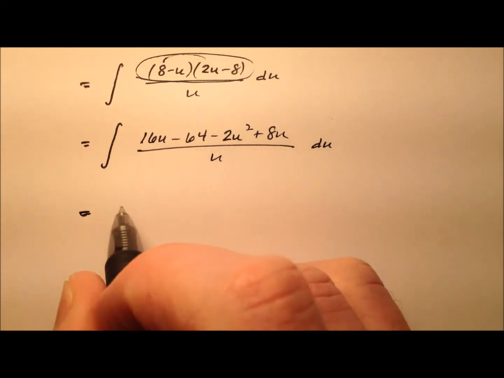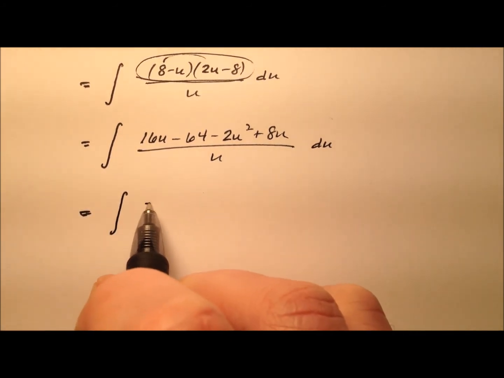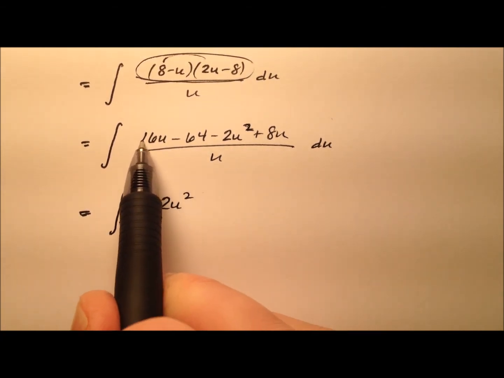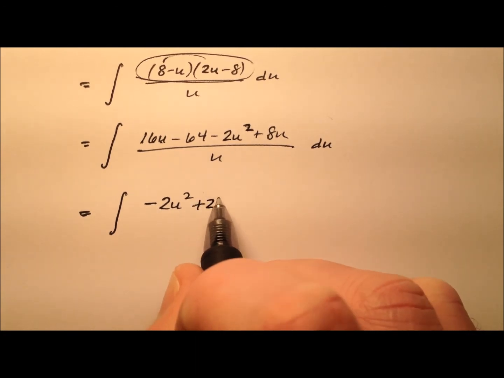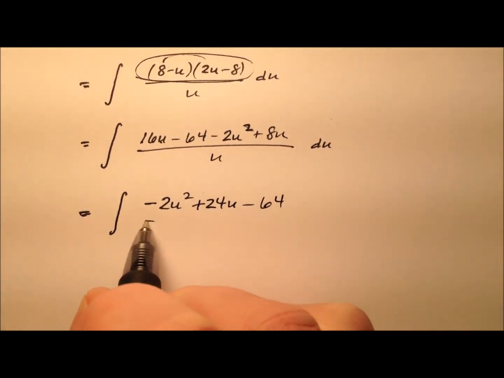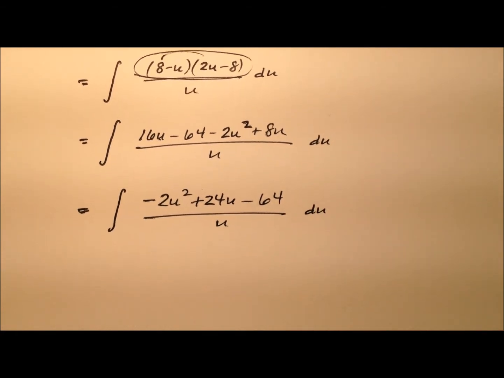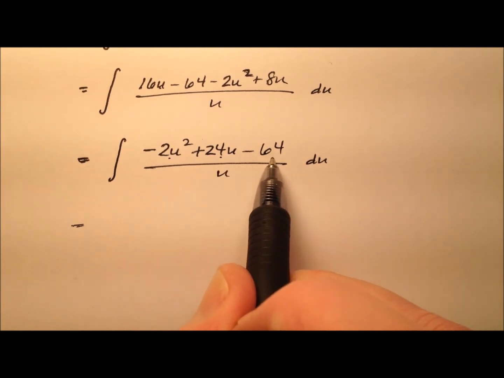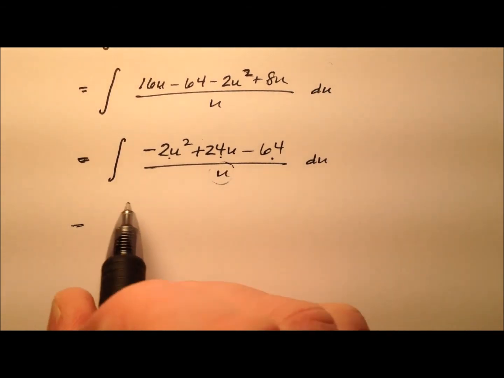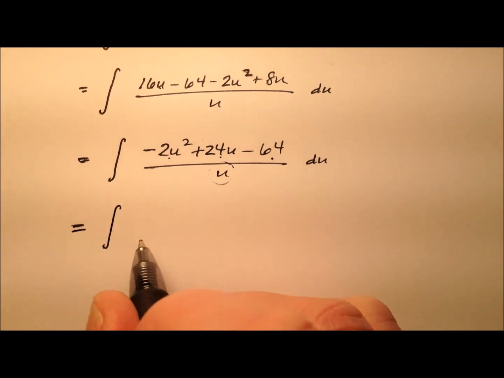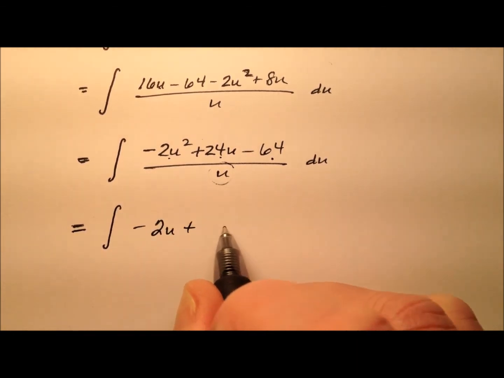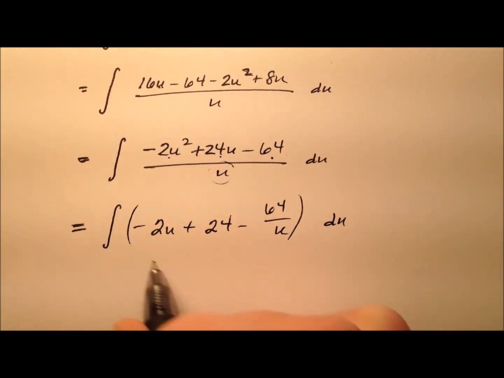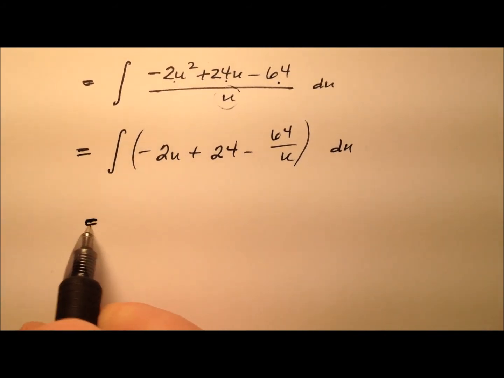And we'll keep shuffling up here. So let's put everything in standard form. So we have a negative 2u squared. We have 16u and an 8u, and that'll make a 24u minus 64, all over u du. And let's then divide each of these three terms and give it this common denominator of u and simplify. So I now have the integral of negative 2u plus 24 minus 64 over u du. And now this is not too bad at all.